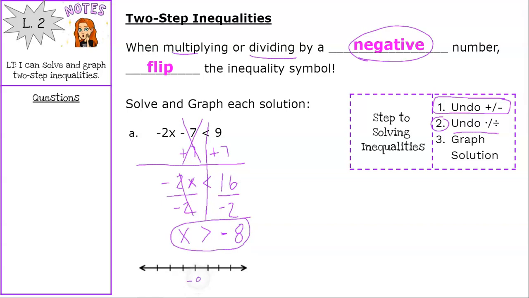We would graph that, put negative 8 in the middle, negative 7 on the right, negative 9 on the left. It's just greater than, so it's an open circle, and we would shade in the greater than direction.